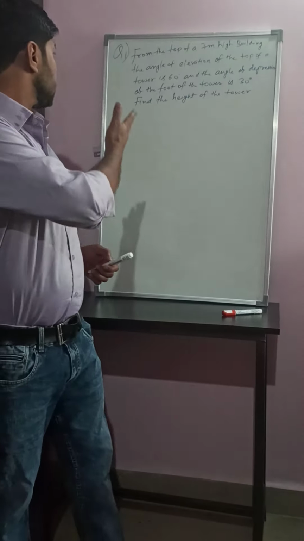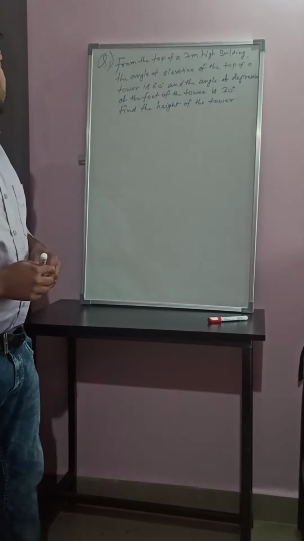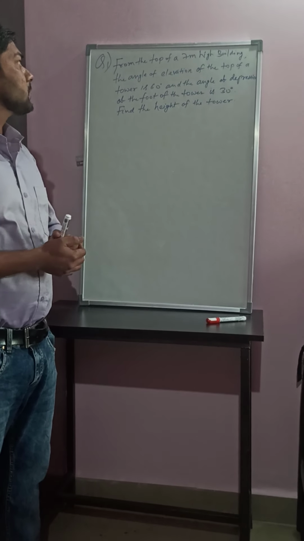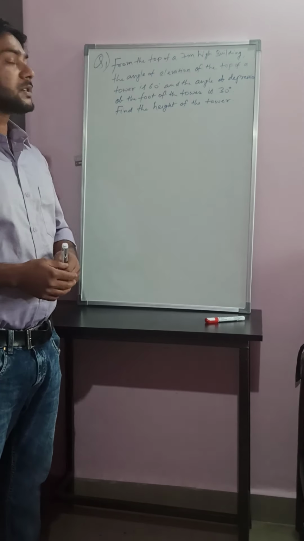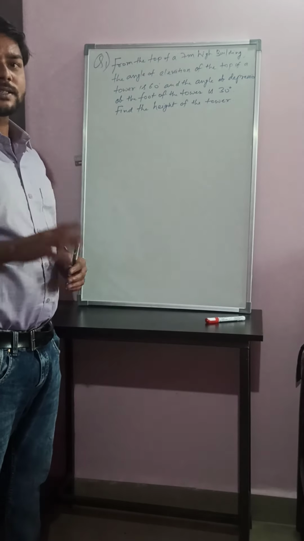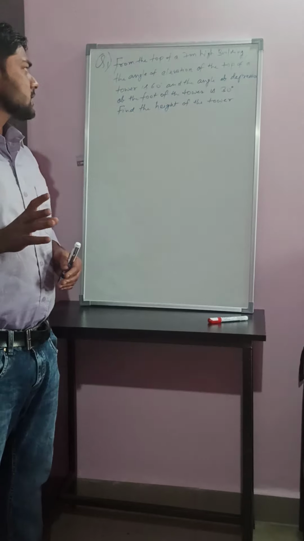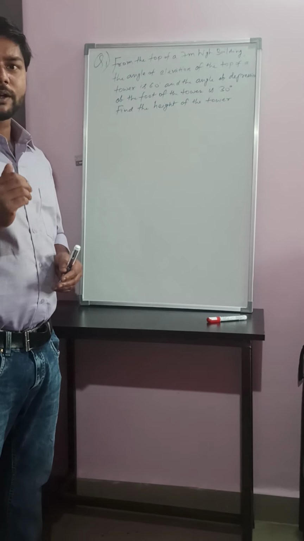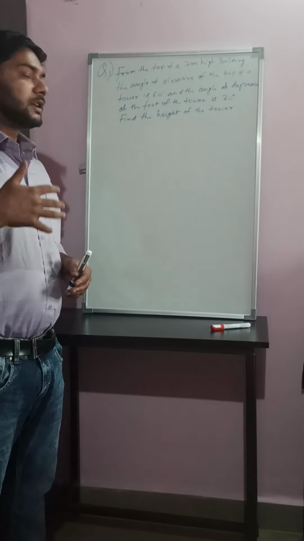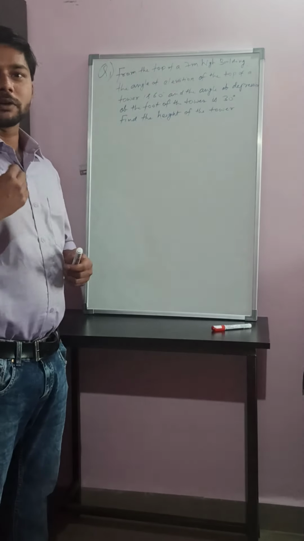I'm going to explain the question. The question says that from the top of a 7-meter-high building, the angle of elevation of the top of a tower is 60 degrees, and the angle of depression of the foot of the tower is 30 degrees. We need to find the height of the tower.